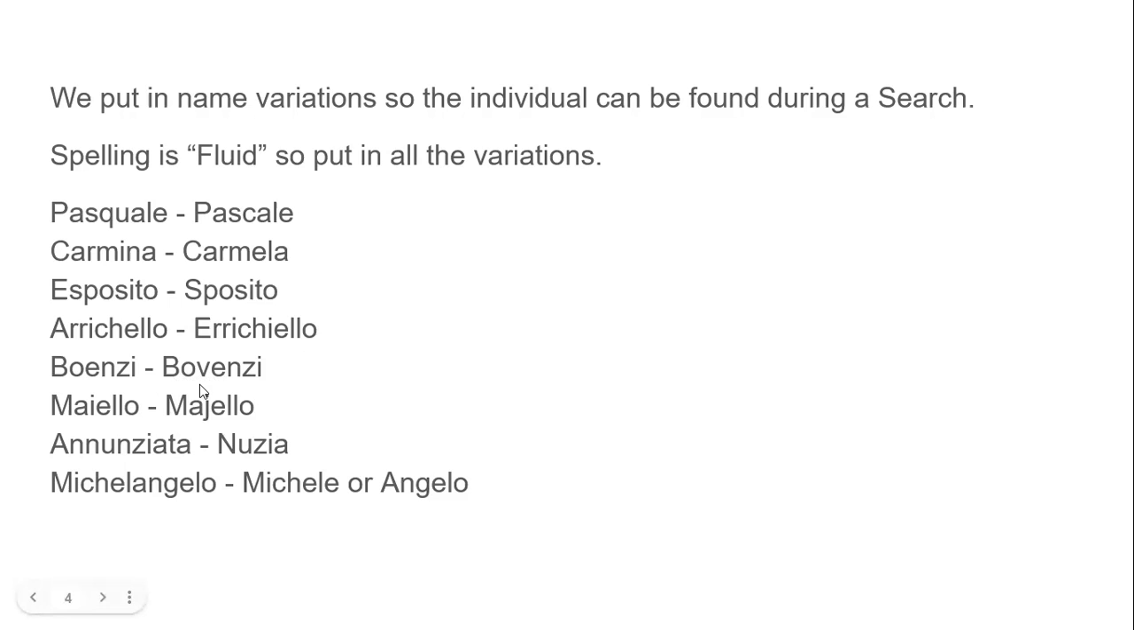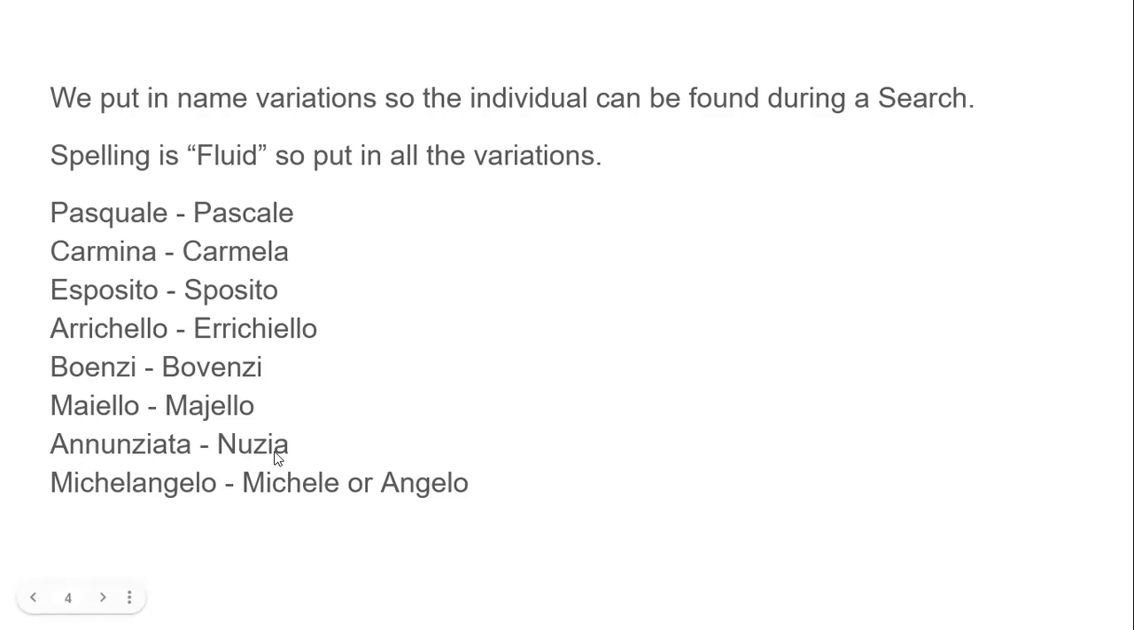Bowenzy and Bovenzy. That's the same family name. FamilySearch does not recognize those two names as the same. Italian and Latin do not have a J. This is in handwriting. This J looks like a J, but it's for a certain I sound. When I type it in, I use the I. Some people use the J. FamilySearch does not recognize these two names as the same. So you really have to put in the alternates.